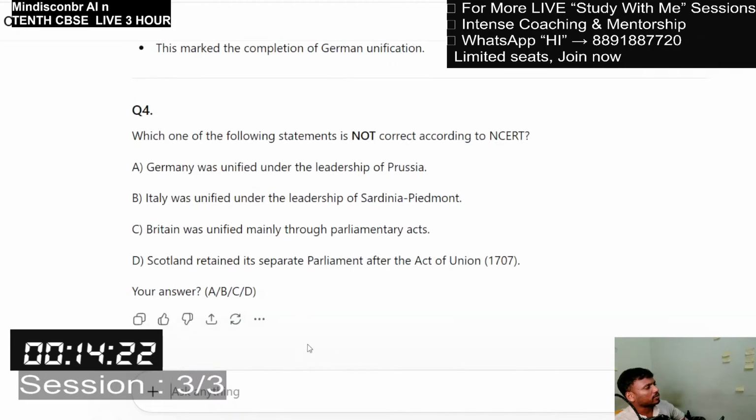Which one of the following statements is not correct according to NCERT? Germany was unified under the leadership of Prussia. Yes. Italy was unified under the leadership of Sardinia, Piedmont. Yes. Britain was unified mainly through parliamentary acts. Scotland retained its separate parliament after the Act of Union 1707. I think Britain was unified mainly through parliamentary acts. It is not correct. Britain was unified mainly through a gradual process.